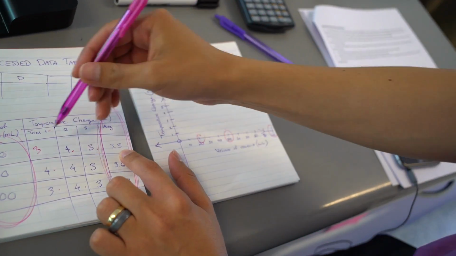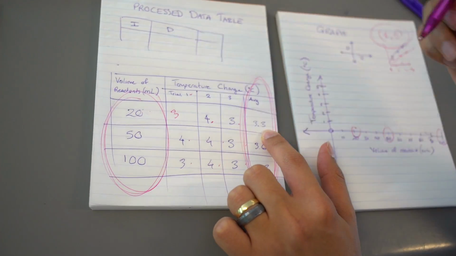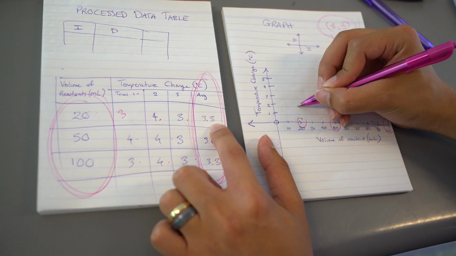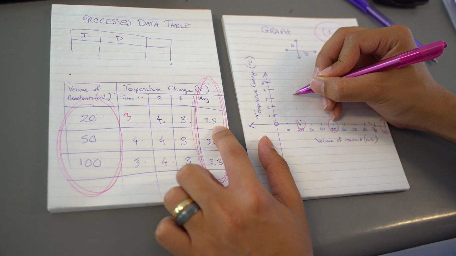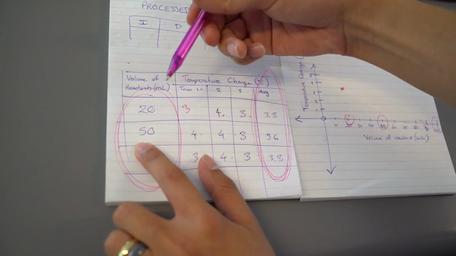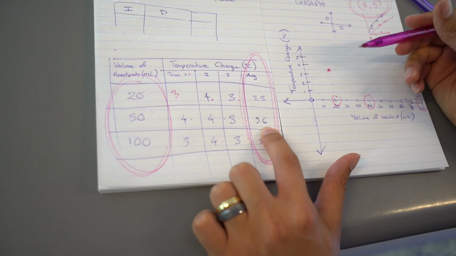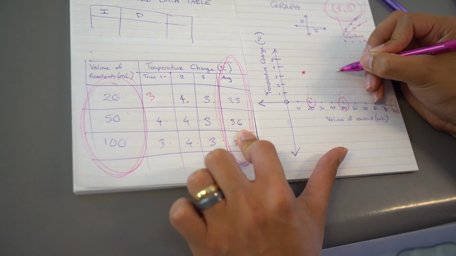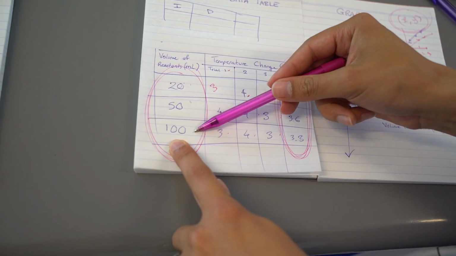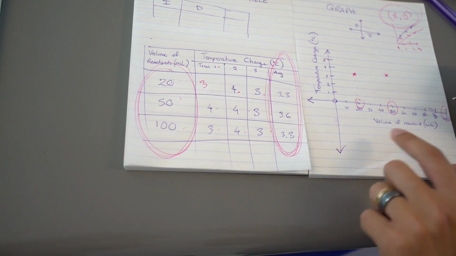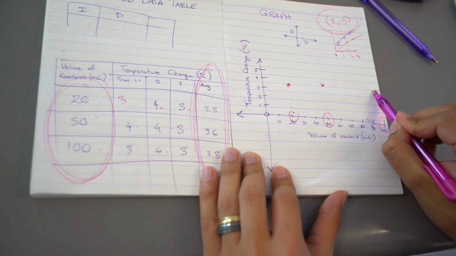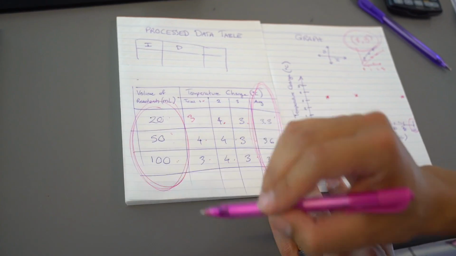So my first data point at 20 mL had an average increase in temperature of 3.3. So I go from here and I go 1, 2, 3 and a bit. So here's my first data point. And then for the 50 mL volume, it went up by 3.6 degrees. So I go up to the 3 mark and that's probably roughly there. And for the 100 mL volume of reactants, it went up by 3.3 as well. So over here, there's my data point. So now I've got my 3 data points which reflect my 3 averages of those 3 different volumes.